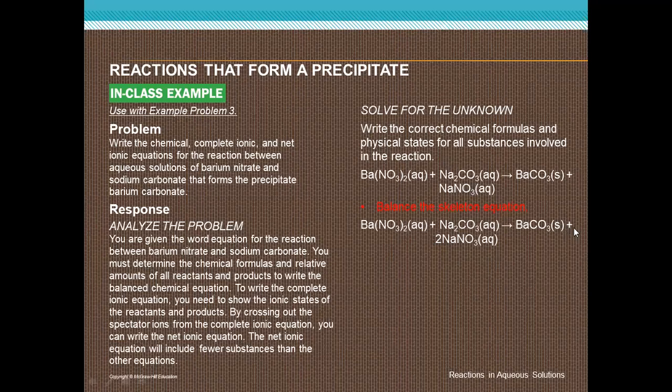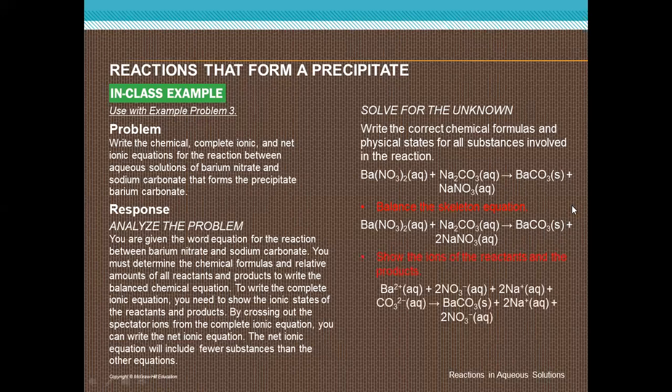Okay, so we must first balance the skeleton equation as Ba(NO3)2 plus Na2CO3 aqueous solution. It's barium nitrate, and this is sodium carbonate, to produce BaCO3 solid as barium carbonate plus 2NaNO3 aqueous, which is called sodium nitrate.